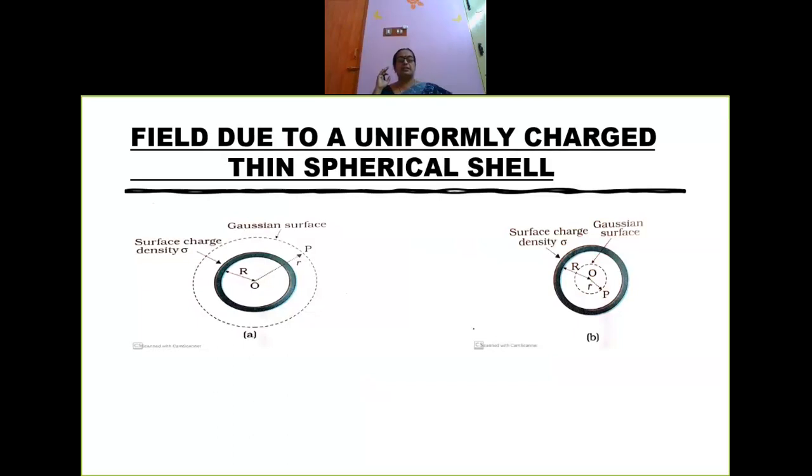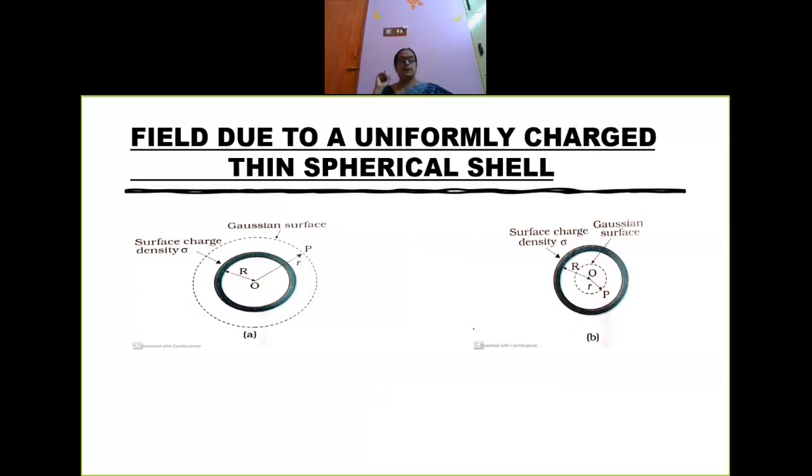Now next we are moving on to the third application of Gauss law, where you are going to determine the field due to a uniformly charged thin spherical shell. Now here there are two diagrams, children. It is a very easy concept which you can understand. Again here also we talk about surface charge density, right?